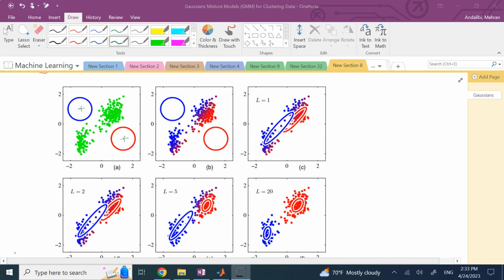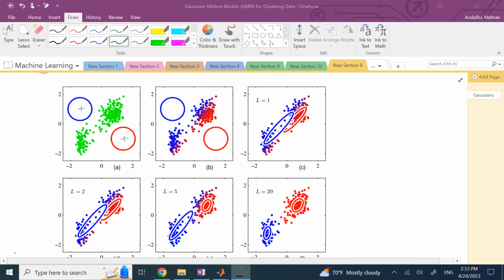Then I come to equation 2, calculate the gammas, and then using gammas and nk, I calculate my new mu, my new pi, and my new sigma. But before that, here in B, you can see basically the labeling that is done before I go to C and show you the updates.